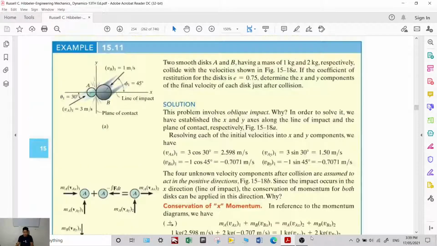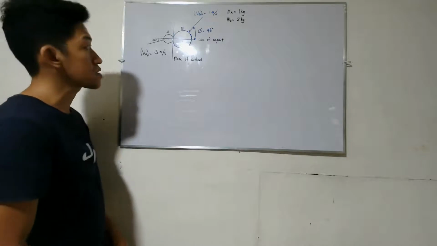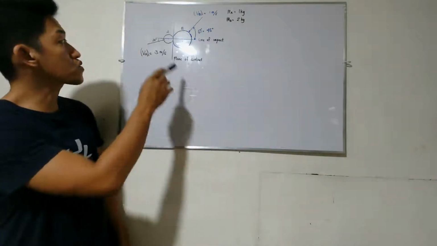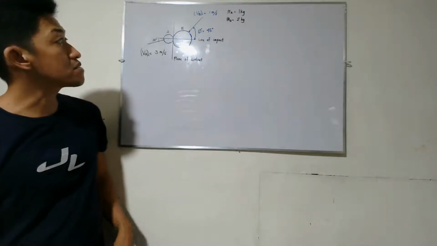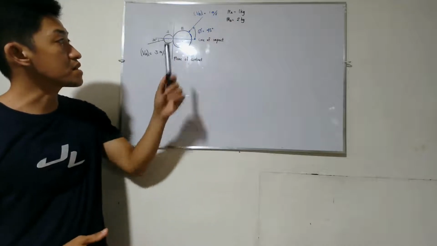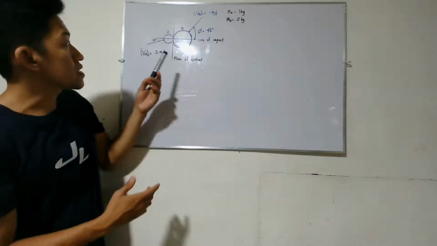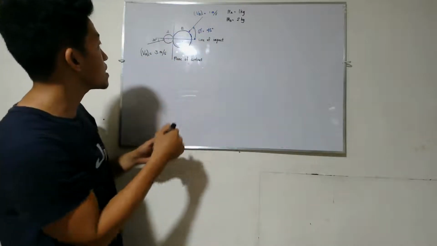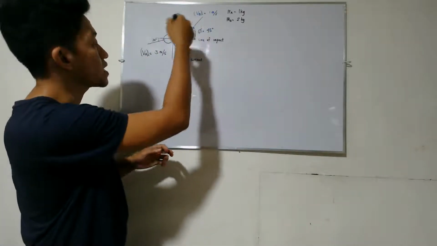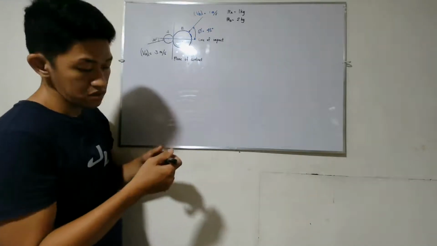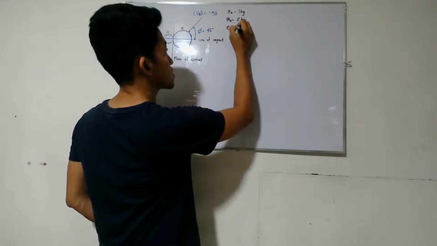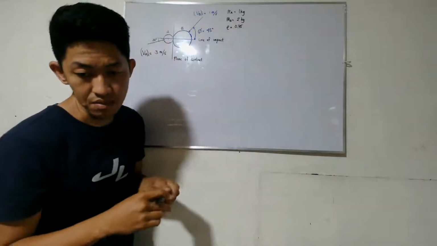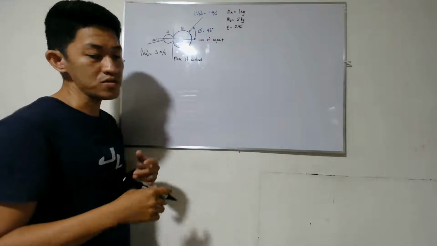So let's take this example. You have two smooth discs, A and B. Now the mass of A is 1 kilogram, the mass of B is 2 kilograms. Now these are the initial velocity for A and B and the angle with the line of impact. So we are asked to find the final velocity of A and B. Now, the coefficient of restitution is 0.75. Okay? So how do we analyze this one?